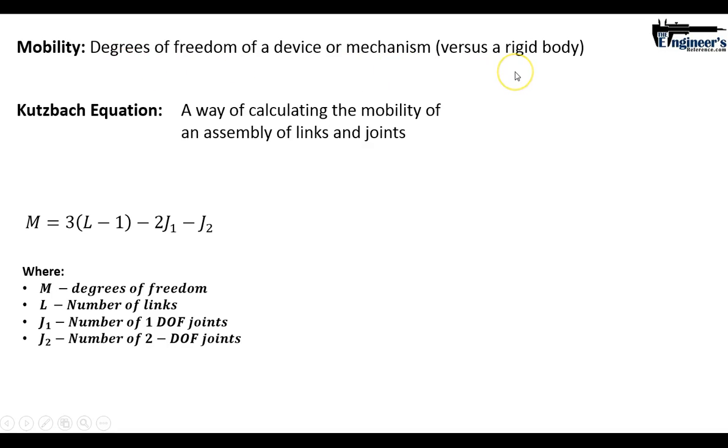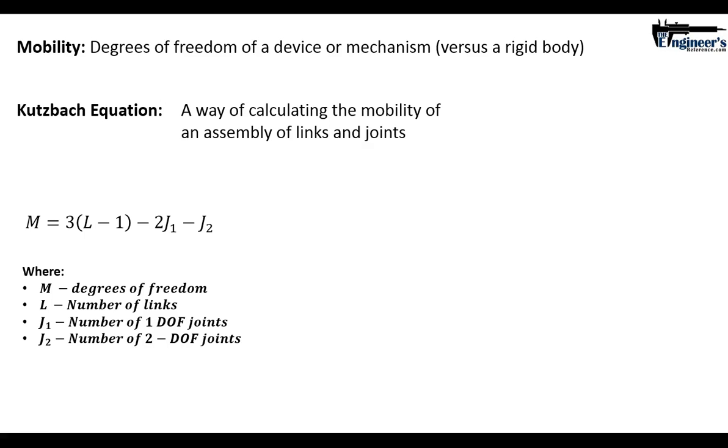And the way to understand this is with something called a Kutzbach equation. A Kutzbach equation is just a way of calculating the mobility of a mechanism, an assembly of links and joints. So again, think of our robotic gripper.